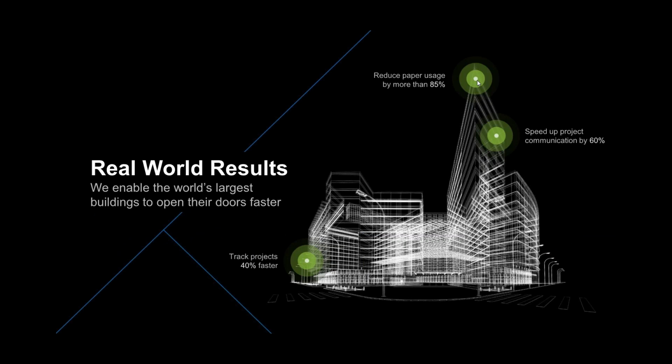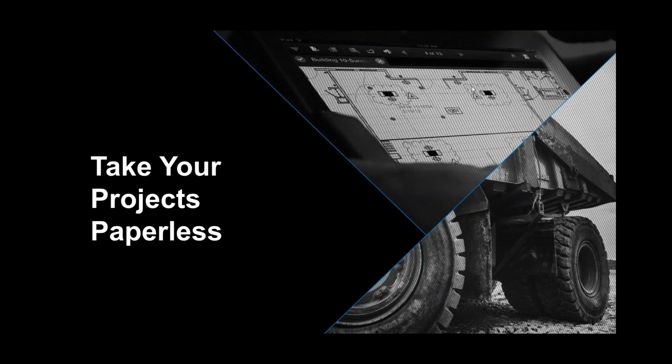Now the great thing about Bluebeam Revu is using the productivity tools in the software, we've allowed our customers to reduce their paper usage by more than 85%, speed up their project communication by 60%, and track their projects 40% faster. These are all stats from case studies from our customers, and we really are out there. Our goal is to help you do what you do better, and we are enabling the world's largest buildings to open their doors faster.